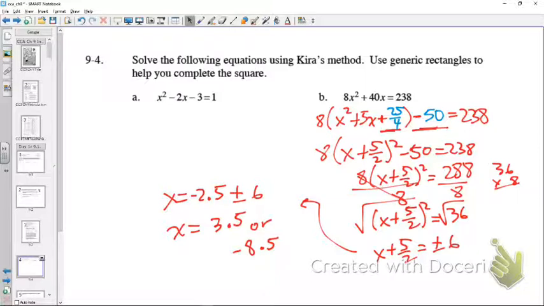All right? So if you need to watch this lesson again, please go back and watch 8.5 and this question B up here. But in any case, this is completing the square part 2, or completing the square part hard.